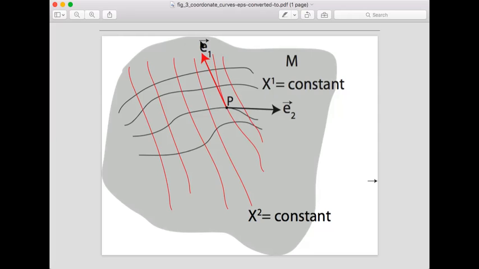I can do that for as many coordinates as I have. So I'm going to have the same number of basis vectors as I do coordinates, which is the dimension of the space. In other words, that spans the vector space which is tangent to the manifold at any given point in the manifold.